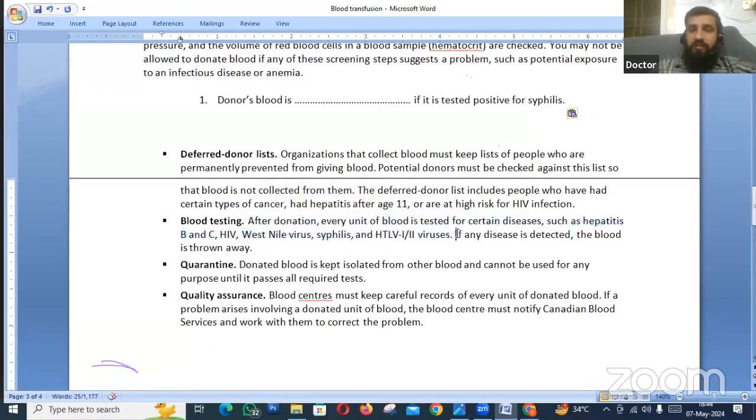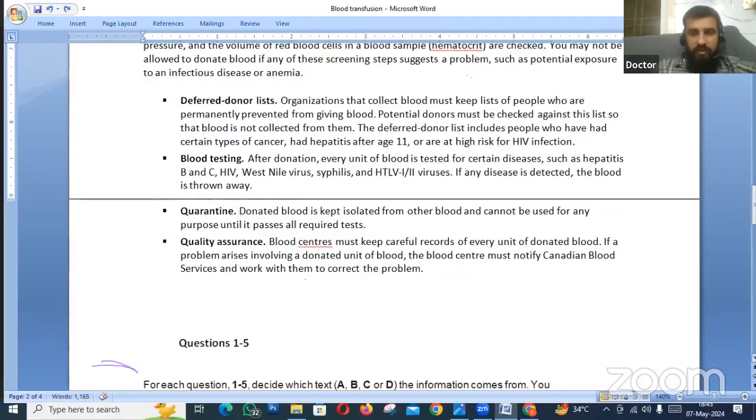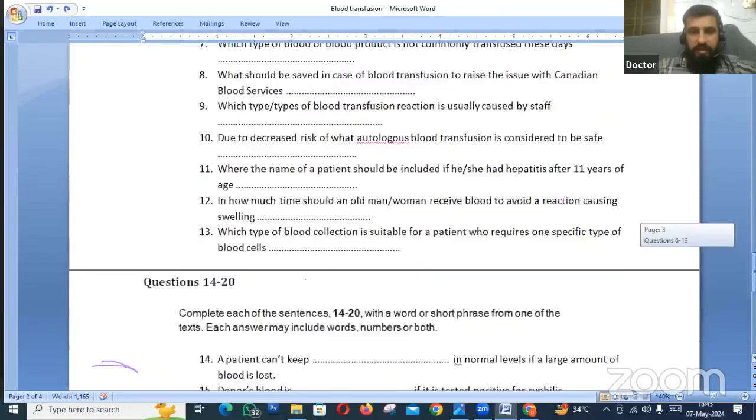You will continue reading: if any disease is detected. If any disease out of these is detected, the blood is thrown away, okay? So donor blood is thrown away if it is tested positive for syphilis. I'm just asking for one disease out of these, okay? Easy question. You just need to spend some time to reach the exact place, okay?